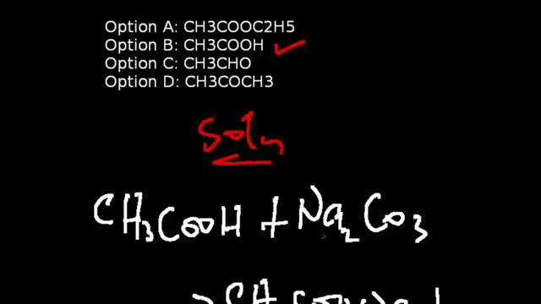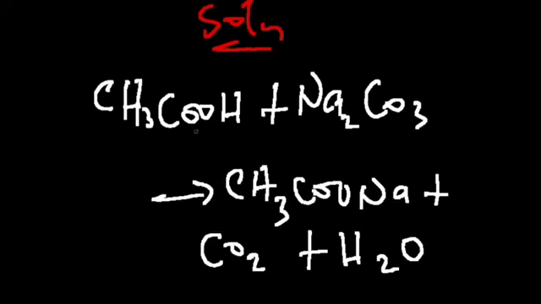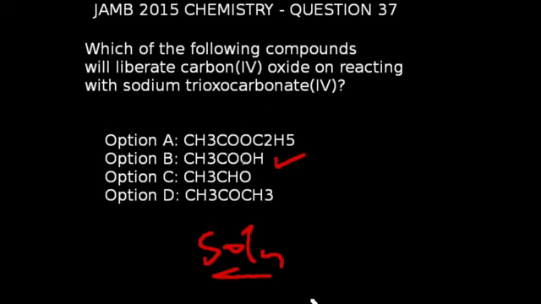We can prove this using the equation below. When we react ethanoic acid with sodium carbonate, we're simply going to have sodium ethanoate, carbon(IV) oxide and water as products. So this goes a long way to buttress our answer, which is option B.